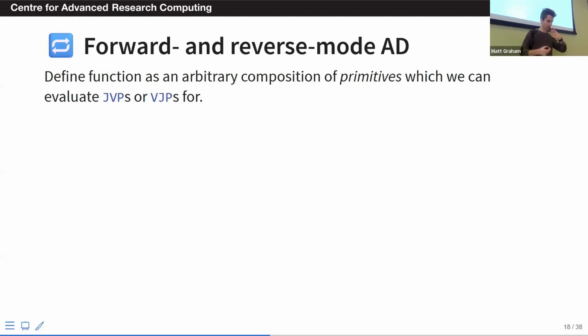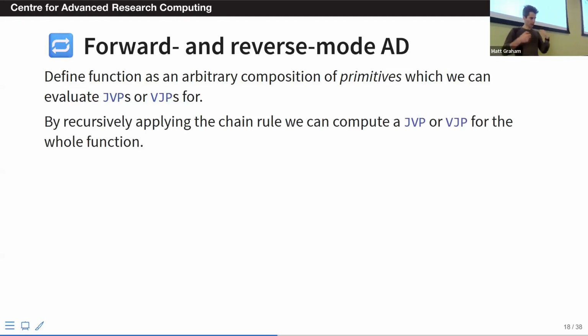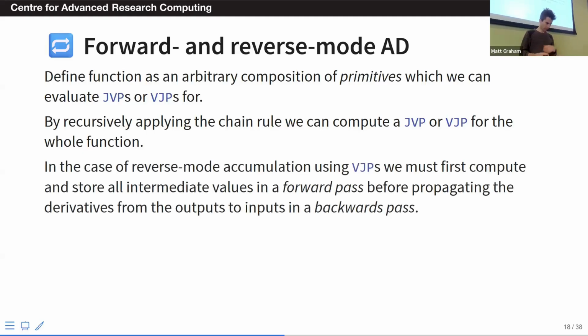And importantly, we need to be able to evaluate both the Jacobian vector products if we want to do forward mode, or the vector Jacobian products of all of those primitives. So a lot of autodiff engines have, as one component, a library of what the Jacobian vector products and vector Jacobian products are for a whole series of different operations. And we then just have some infrastructure for recursively applying the chain rule so that we can compute the Jacobian vector product and the vector Jacobian product for that whole function that is a composition of those primitives.